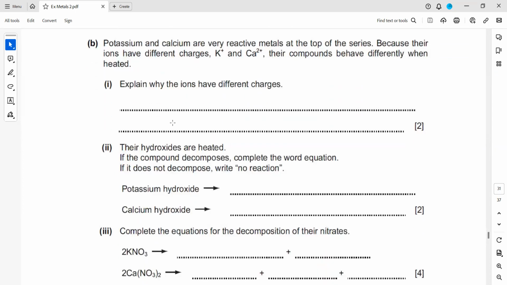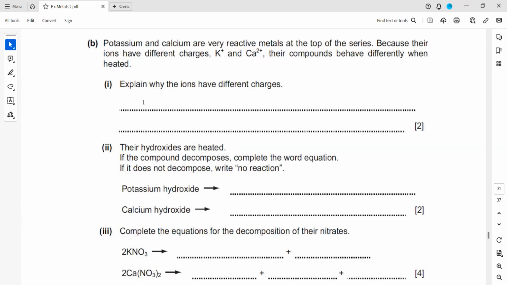In part B, potassium and calcium are very reactive metals at the top of the series. Because their ions have different charges, K plus 1 and Ca plus 2, their compounds behave differently when heated. Explain why the ions have different charges. Why do these ions have different charges? What is the reason for that? Because they belong to different groups of the periodic table, so they have different numbers of electrons in the outer shell.